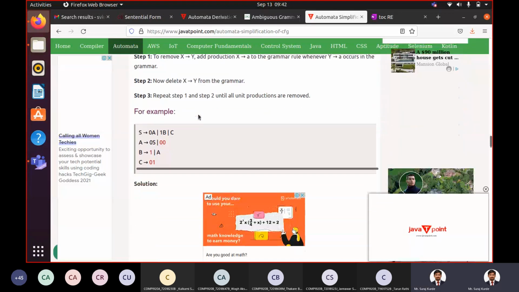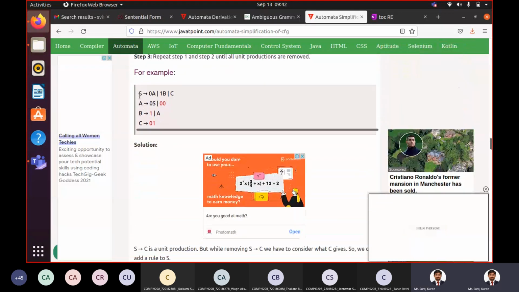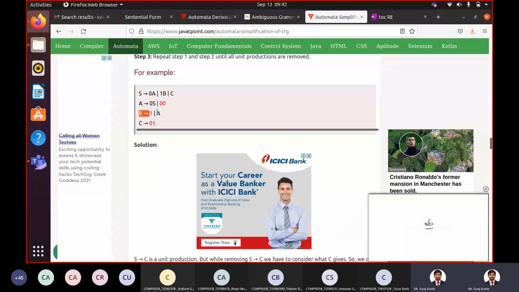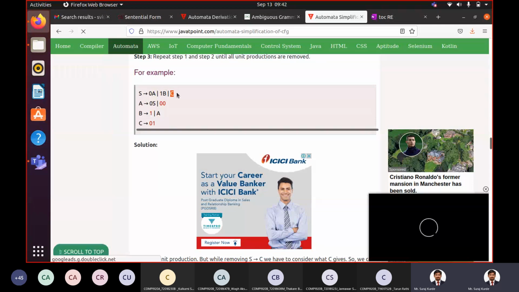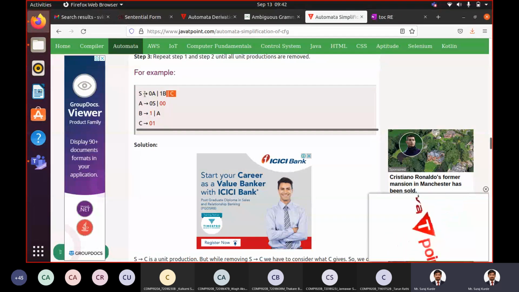And then unit production, as I said, here it is S produces C or B produces capital A. One non-terminal produces another non-terminal. On the left hand side and on the right hand side of the production rule, we will have only one non-terminal each. So remove these productions. How to remove? In the first case, S produces C. Replace C with its production 0, 1. And remove this production. Instead of S producing C, it will be S producing 01.